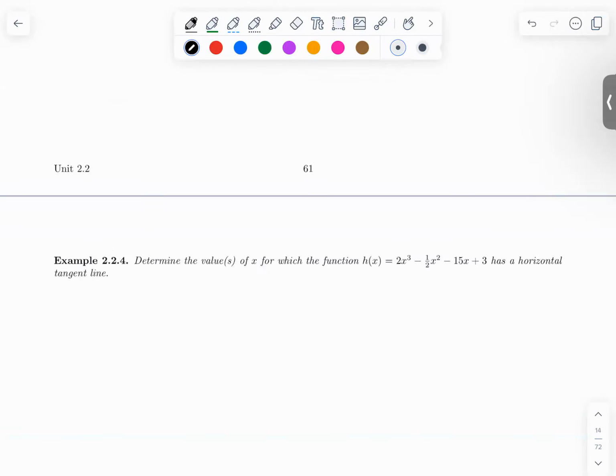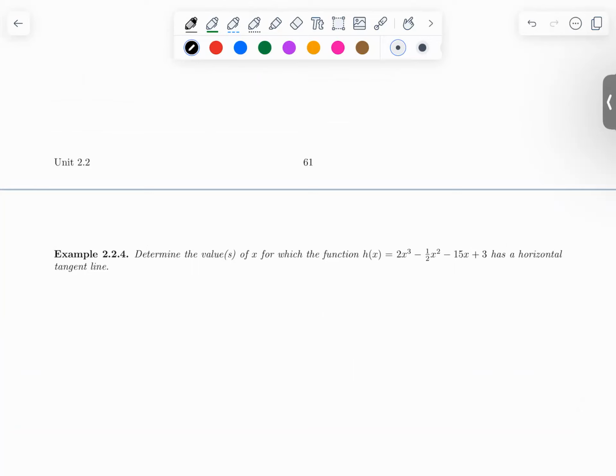All right, now we get to some application problems, fun stuff. Determine the values of x. So we're not looking for points, we're just looking for x values for which the function h of x equals 2x cubed minus 1/2x squared minus 15x plus 3 has a horizontal tangent line. Whenever you're encountering a problem that you don't know what to do with, try and think about what you do know. We're talking about a horizontal tangent line, which means we're probably going to have to take some derivatives, because the derivative will give you the tangent line at any given value. If it's a horizontal tangent line, that means that m tan equals what? 0, because a horizontal tangent line has a slope of 0.